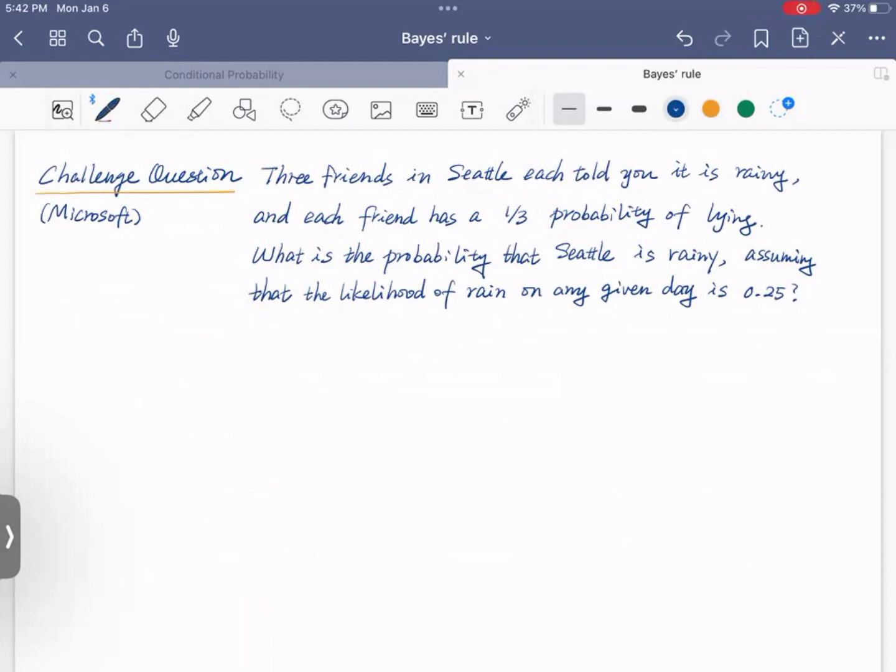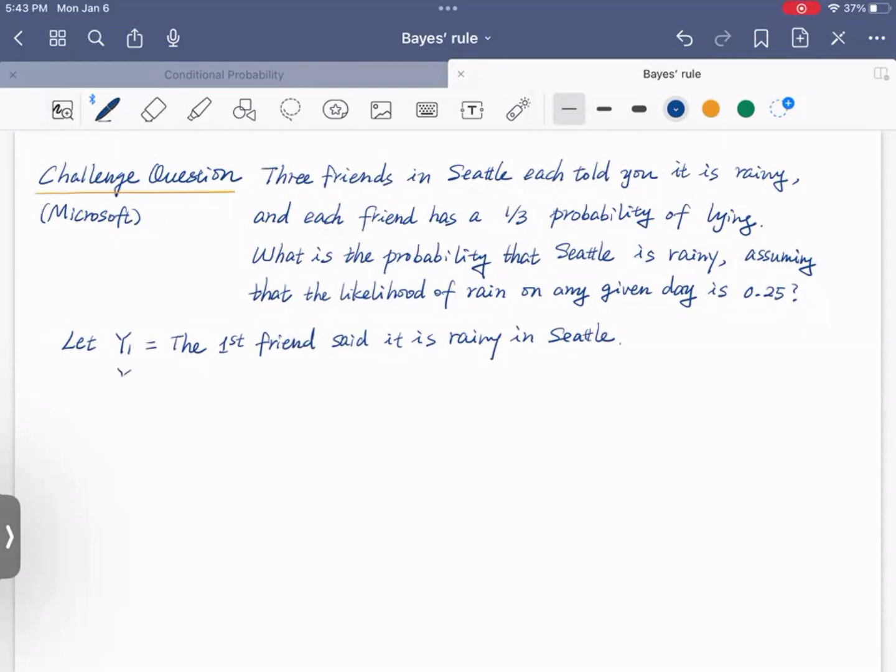So first write down the information that is given. So 3 friends in Seattle each told you it is raining. Let's use some letters to denote the 3 friends, respectively. Let Y1 be the event that the first friend said it is raining in Seattle. Okay?